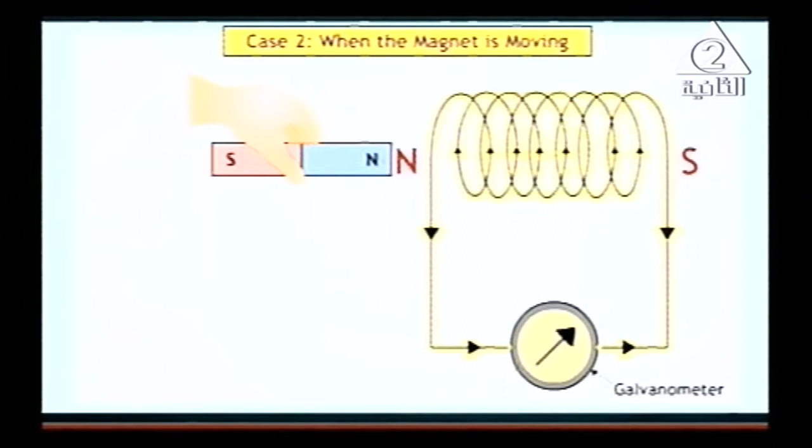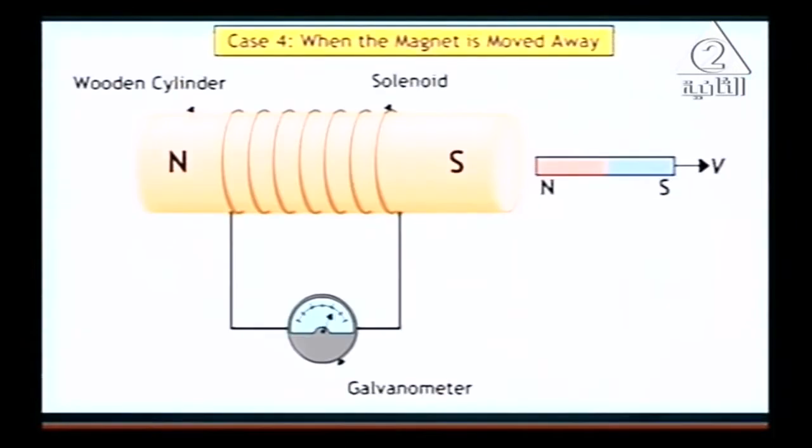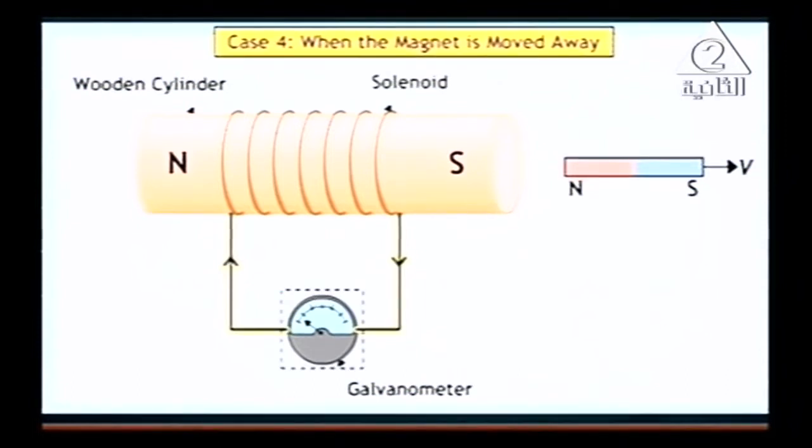A repulsion force occurs. The repulsion force between the two like poles resists the approaching of the north pole, resisting the motion of the magnet. When the north pole is pulled away from the coil, the direction of the induced current is reversed to produce a south pole.